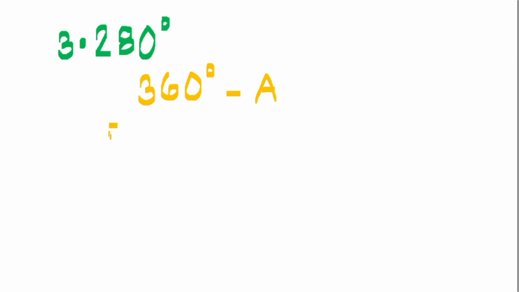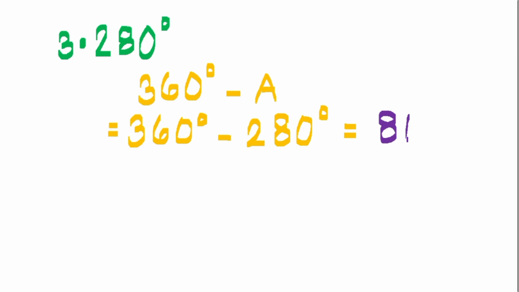Then number 3, we have 280 degrees. So the angle is more than 270 degrees but less than 360 degrees. We use the formula 360 degrees minus the angle. We have 360 degrees minus 280 degrees is equal to 80 degrees. So the reference angle of 280 degrees is 80 degrees.